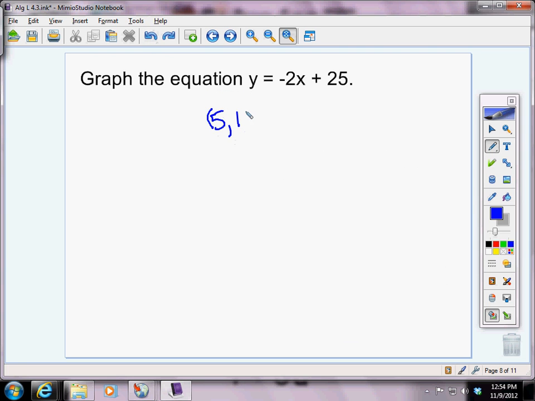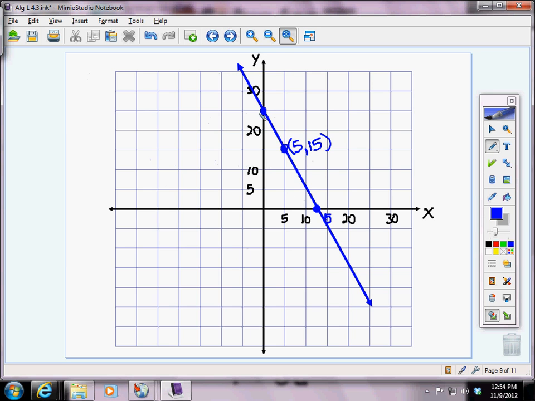And apparently I'm struggling to write here, I apologize. Okay, this is our x coordinate, this is our y coordinate. So we're saying y is 15, and we want to know, is negative 2 times 5 plus 25 equal to 15? Well, negative 2 times 5 is a negative 10. Is negative 10 plus 25 equal to 15? Yes, it is. So we can be pretty confident that we graphed the correct equation. 2 points give us a line. It's not a bad idea, though, to test a third point to make sure that we did it correctly.